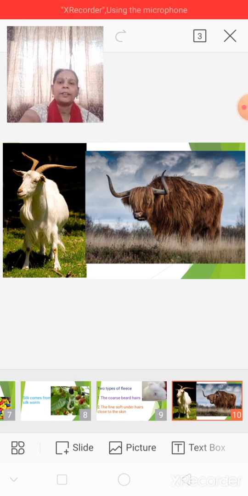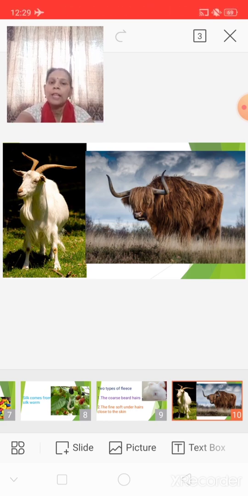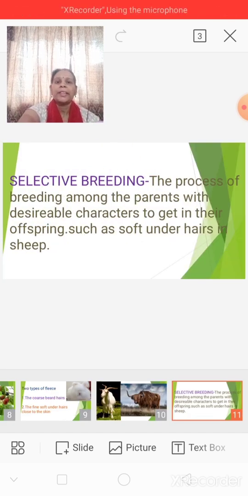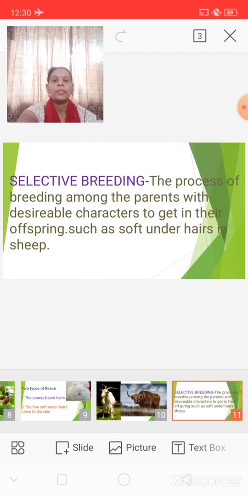Now here again you can see the picture of the goat as well as of a yak. Now the next term that comes up is selective breeding. The process of breeding among the parents with desirable characters to get in their offsprings, such as soft underhairs in the sheep. So this is the definition of selective breeding.